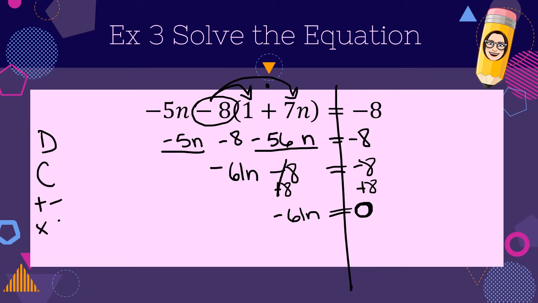My last step, undo any multiplication or division. So instead of times negative 61, let's divide by negative 61. What's 0 divided by anything? 0. That's my final answer.